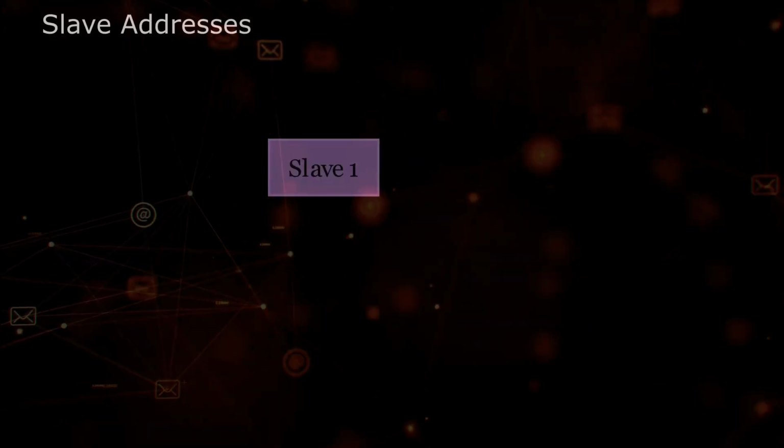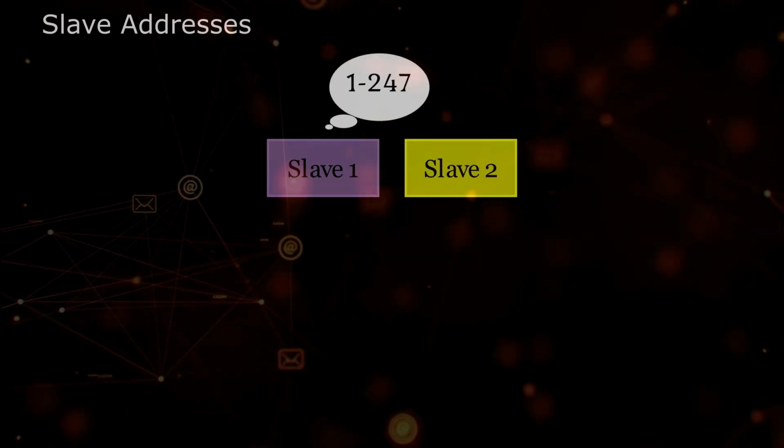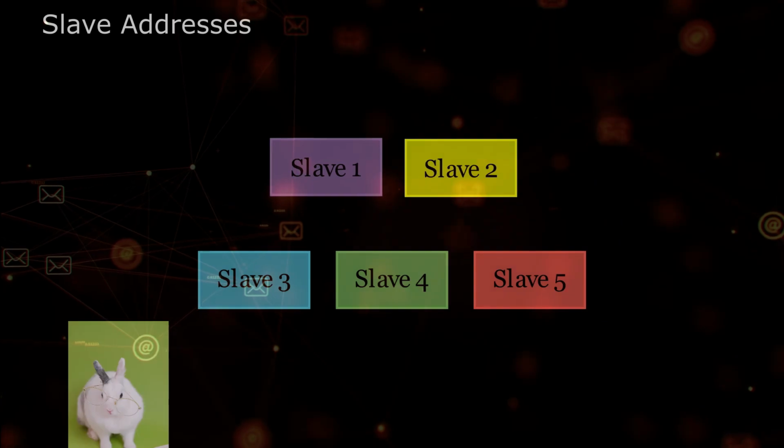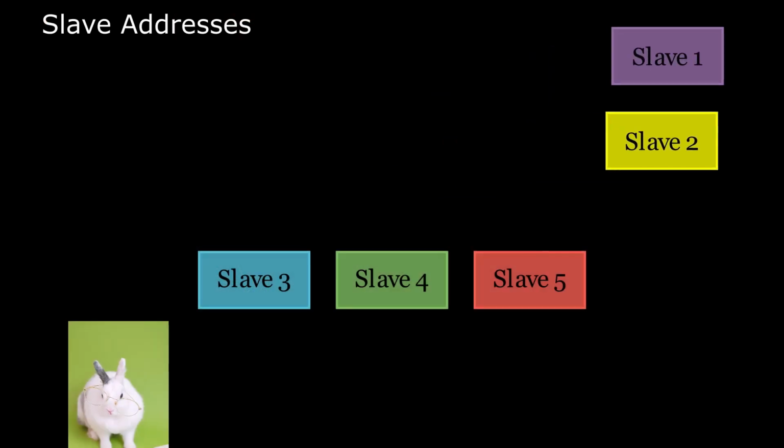Each slave device is assigned a unique address ranging from 1 to 247. This address allows the master device to identify and communicate with each slave individually.